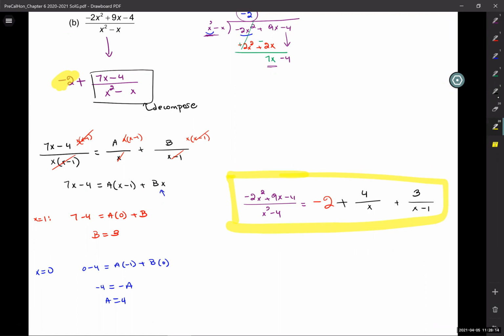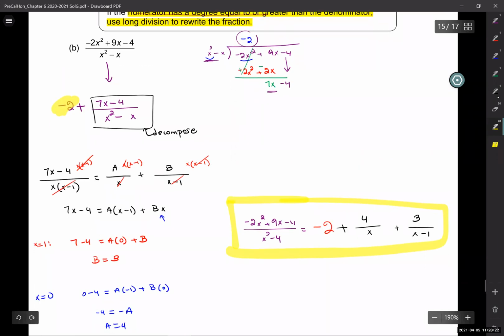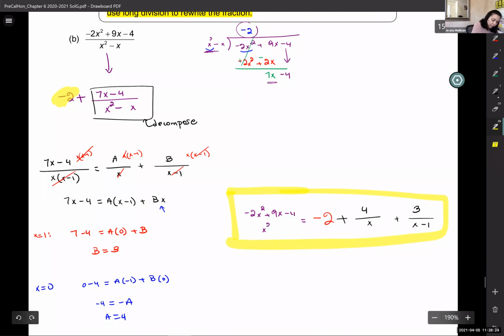Miss Maliki, really quickly, for the denominator for the first part, where you have x squared minus 4, should that be x squared minus x? Oh, yeah. Sorry, I don't know where that came from.